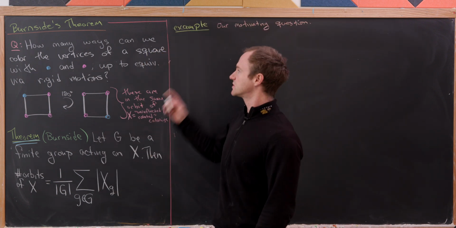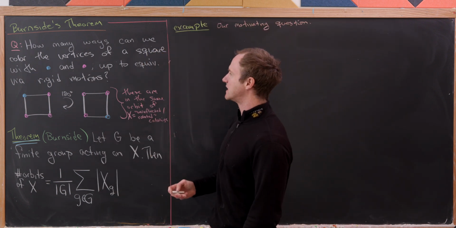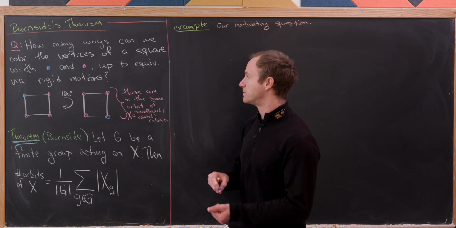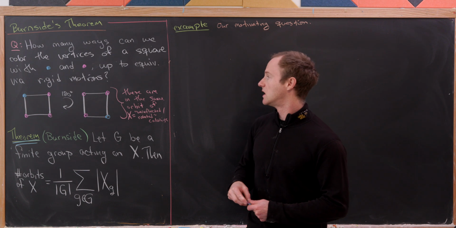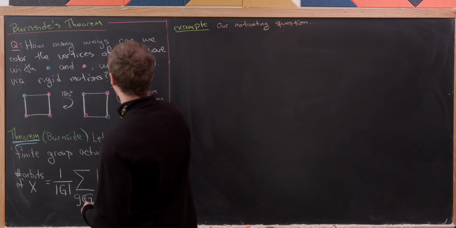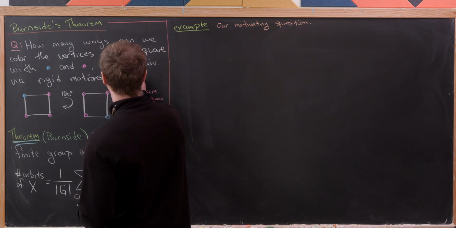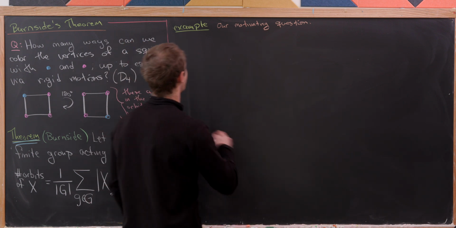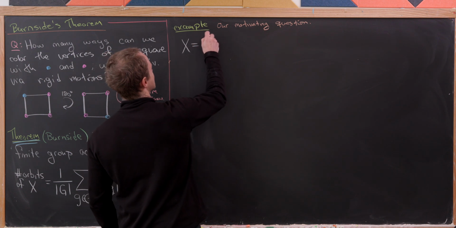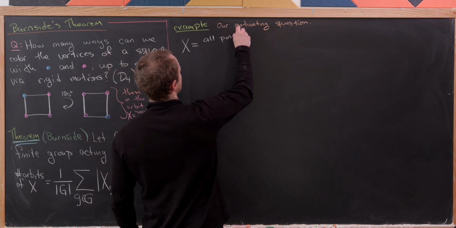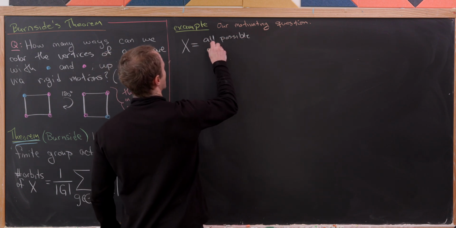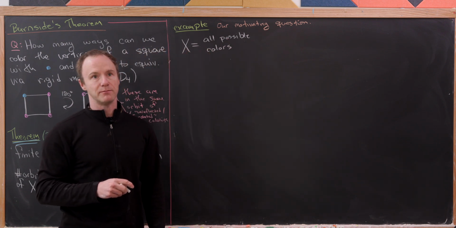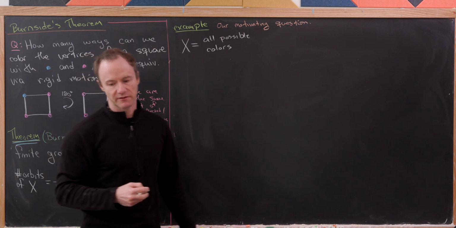So for our first example, let's look at our motivating question. That is, how many ways can we color the vertices of a square with either blue or magenta up to equivalence via rigid motions? And let's just point out that that's up to an action by the dihedral group D4. Okay, so let's maybe lay this out. So X is going to be all possible colorings. And so we talked about this before. It's all possible colorings without considering them being equal if you have rotations and reflections.